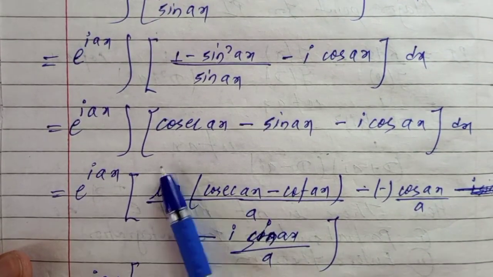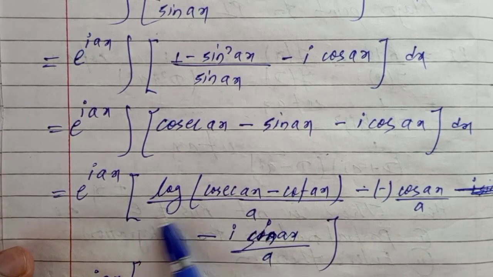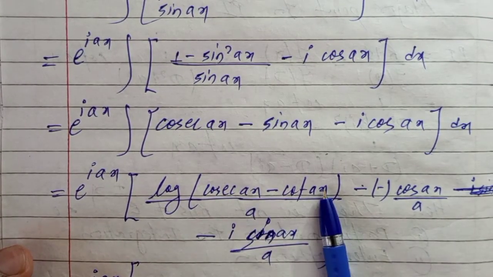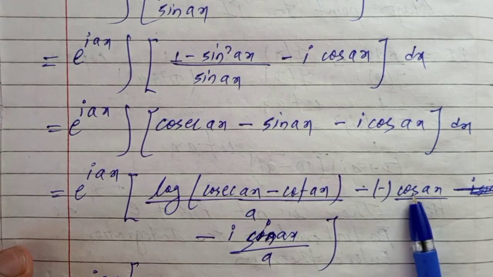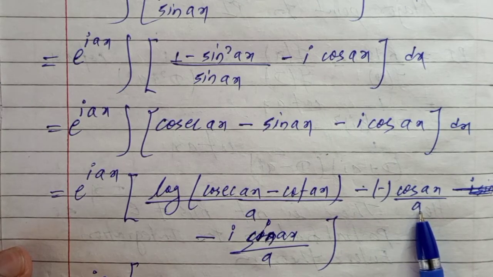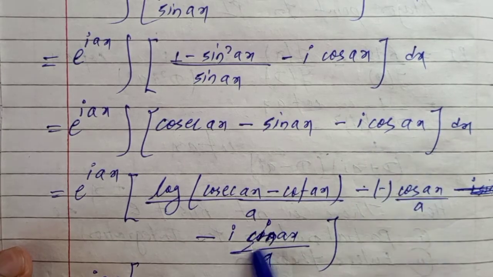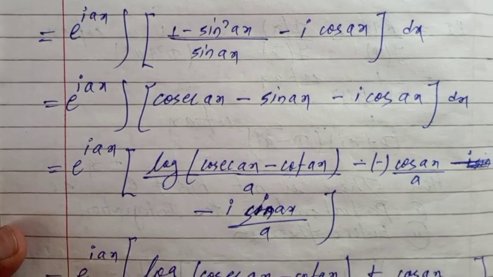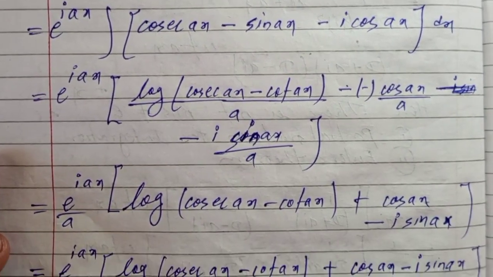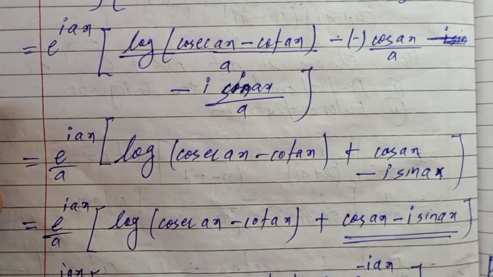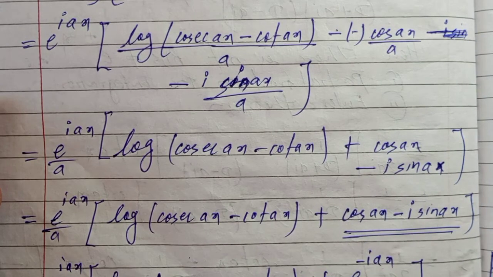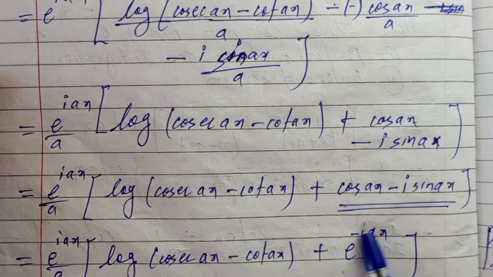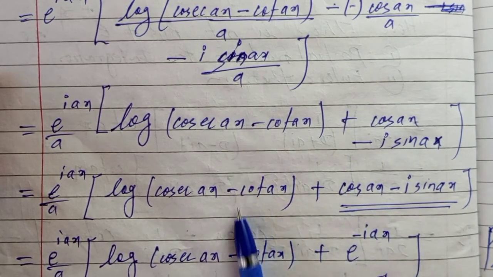So we can write their integration value, which can be seen like this: integration of cosec ax is equal to log of cosec ax minus cot ax divided by coefficient of a. Similarly, integration of sin ax is minus cos ax divided by a. In the same way, integration of cos ax is sin ax divided by a. Then after we will gather our sin and cos terms at one place so that we can return them to Euler form again. So this is our cos ax and sin ax.